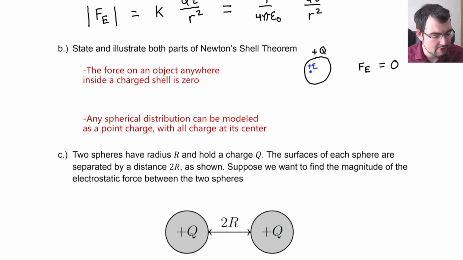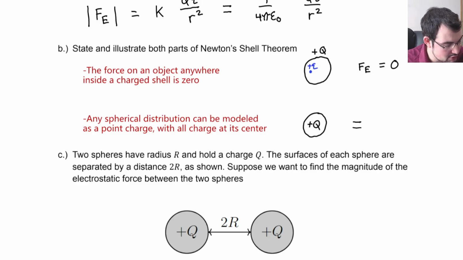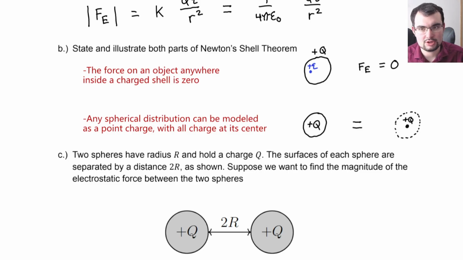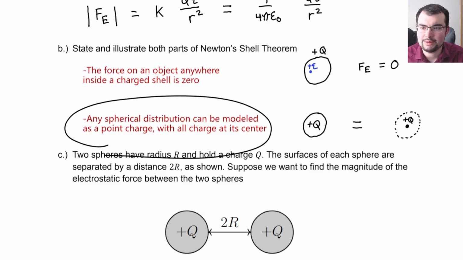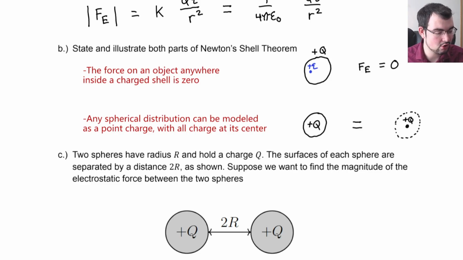Now, this one is harder to prove without Gauss's law, that any spherical distribution can be modeled as a point charge. So let's say we have a solid sphere of charge plus Q. Well, this means that this electrostatic relationship, if you want forces or anything like that, is actually just equivalent to pretending the sphere isn't there anymore and just collapsing all the Q to a dot right at the center. So that's what the second part of the shell theorem says. Usually when we talk about shell theorem, we really just mean the second part right here. That's the collapsing part. That's used all the time.